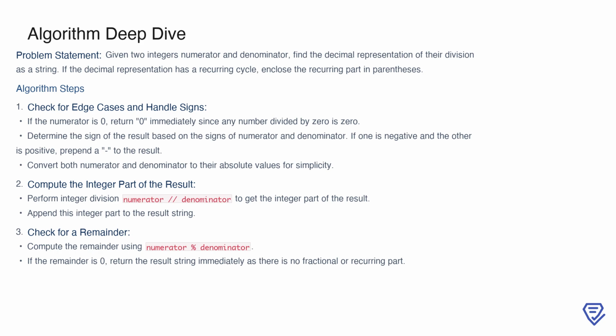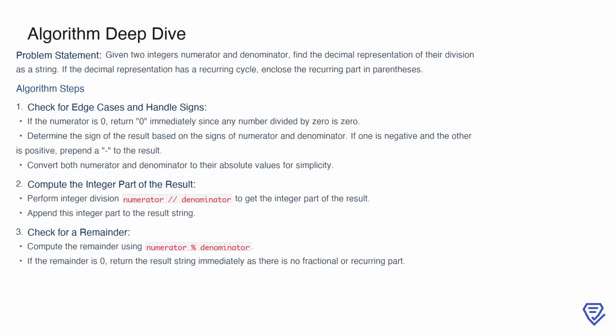The problem we are solving involves converting the division of two integers, numerator and denominator, into its decimal representation as a string. If the decimal contains a recurring cycle, we enclose that cycle in parentheses. To approach this, we first handle edge cases. For example, if the numerator is 0, the result is simply 0, and we can return it immediately. Next, we determine the sign of the result.